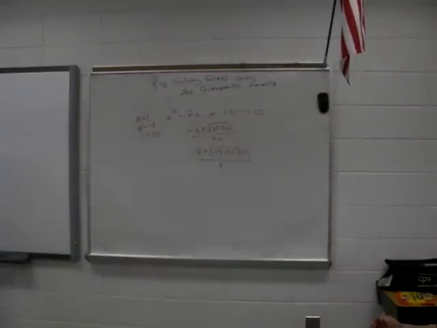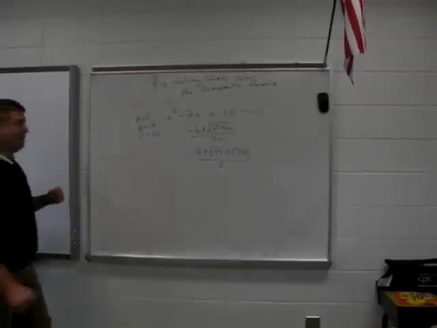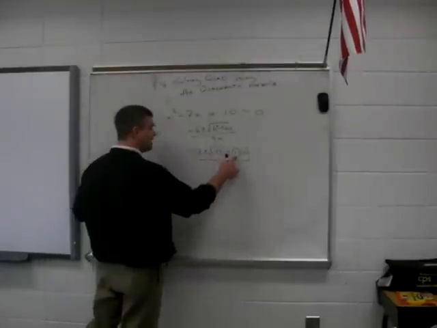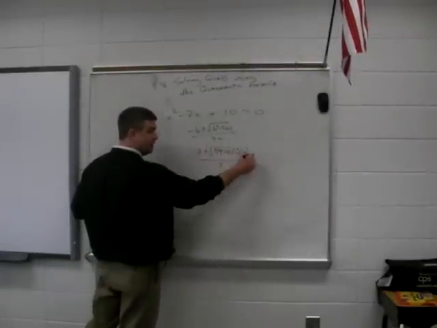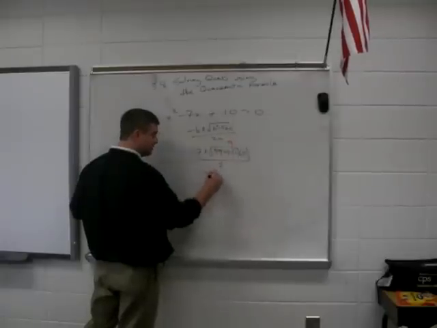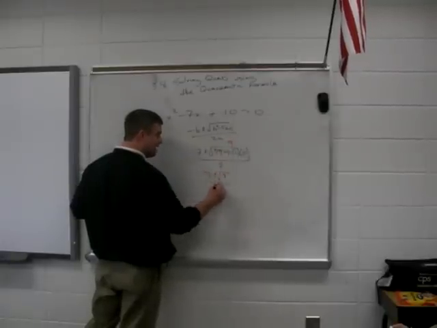Now what do we need to do? We need to do the discriminant, the stuff underneath the parenthesis, underneath the radical. 49 minus 4 times 1 times 10 is going to be what? 49. All of that is going to work out to be what? 9. So this is 7 plus or minus the square root of 9 all over 2.